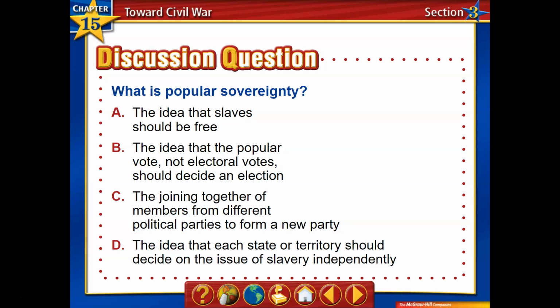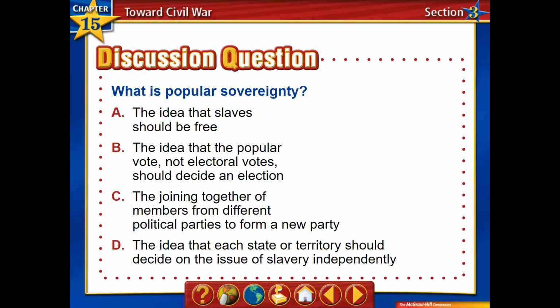So just to kind of check in, what again is this idea of popular sovereignty? Is it A, the idea that slaves should be free? Is it B, the idea that the popular vote, not the electoral vote, should decide an election? Is it C, the joining together of members of different political parties to form new parties, like in the case of the Republican Party? Or is it D, the idea that each state or territory should decide on the issue of slavery independently? So take a moment, pause the video if you need to, and think.